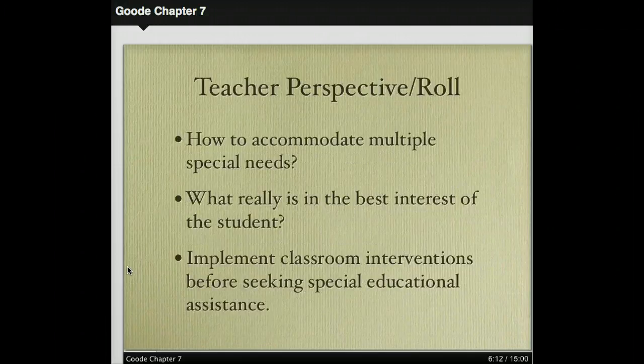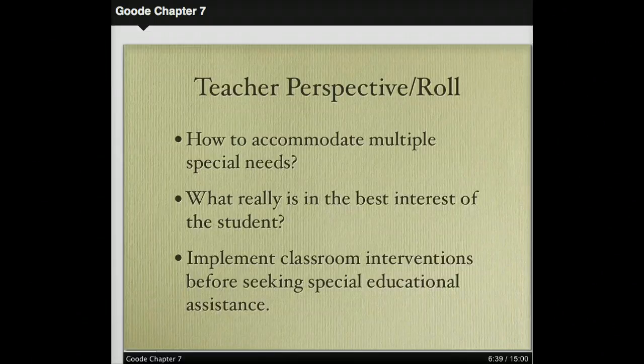So one important person to consider in all of this is the teacher, and part of the debate has to do with teachers who really wonder how you can accommodate all of these multiple special needs, and how any one person is qualified to meet all of those needs. The other question is what really is in the best interest of the student. Not everybody agrees that all students should be in a regular ed classroom.